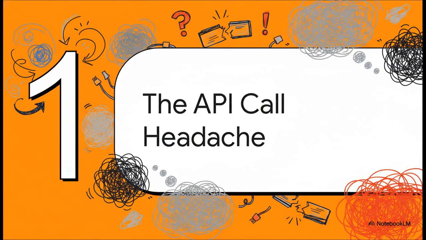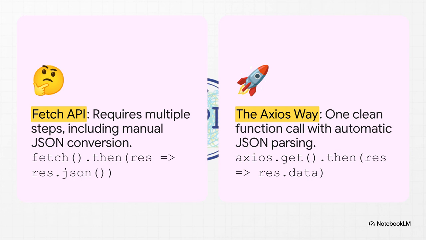And to do that, we first have to look at the problem itself, what I like to call the API call headache. And here it is. This is that aha moment. Look at the left. That's the native fetch API. You see those multiple .then calls? One to even get the response, and then a second one just to parse the JSON. But then look at the right. That's Axios. It's one clean, super readable line that does the exact same thing. This contrast right here, it's the whole reason we're talking about this today.